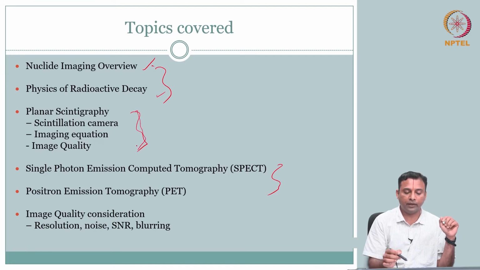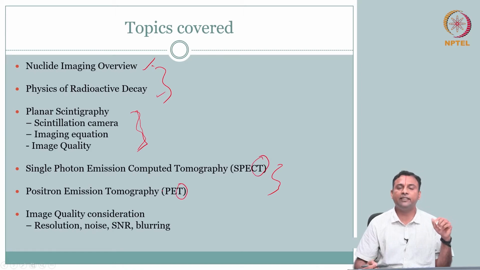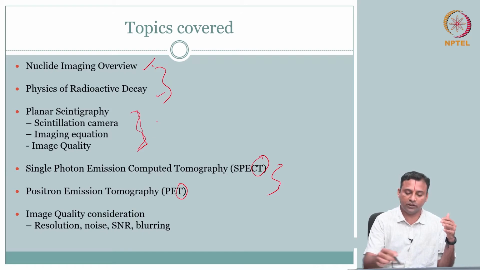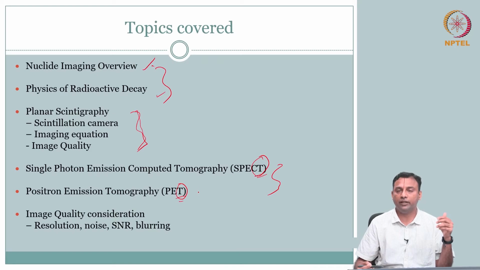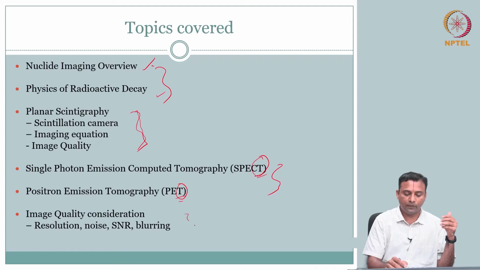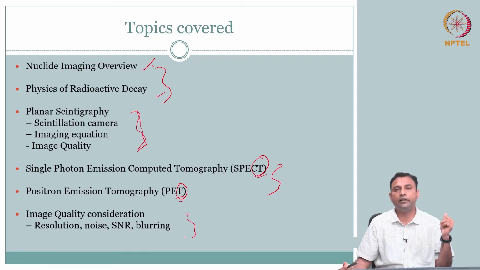Spend some time on planar scintigraphy, and then on SPECT, very similar to the template that we followed, right? X-ray imaging, so physics we covered, then projection radiography. After projection radiography, we started to talk about the tomography part of it, right? So a similar order we will cover here, and then conclude with image quality considerations for SPECT and PET.